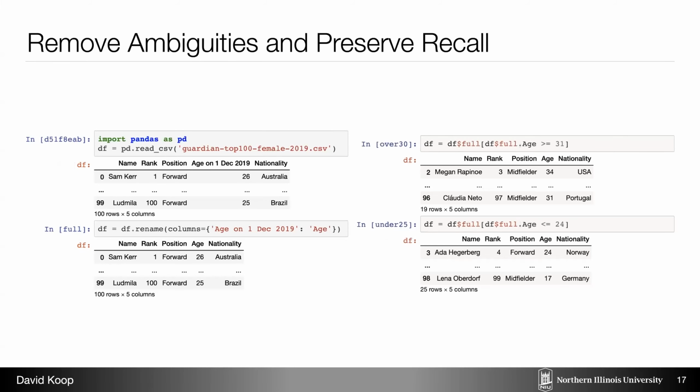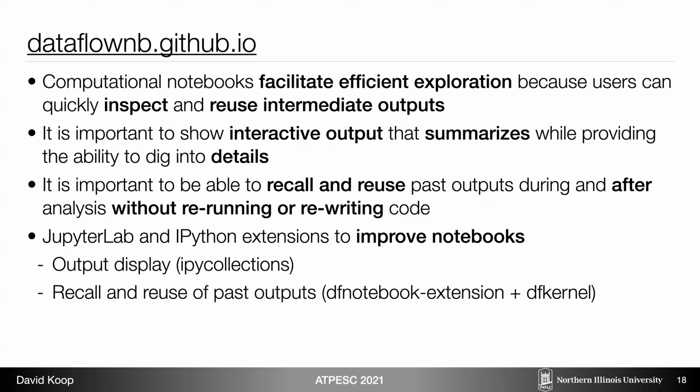And so one of the things that I've thought about a little is how you can add more information, tagging variables using some extensions of the Python syntax and ways to integrate that with Jupyter. I'm not going to go into this in great detail, but if you're interested, there's a website, dataflow.nb.github.io, looking at how you facilitate efficient exploration and maybe not lose your way along the way, and also thinking about improving the outputs there. There are some JupyterLab extensions that help out with that.